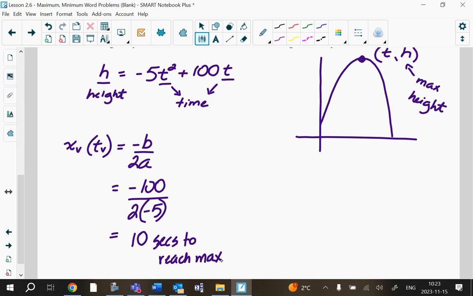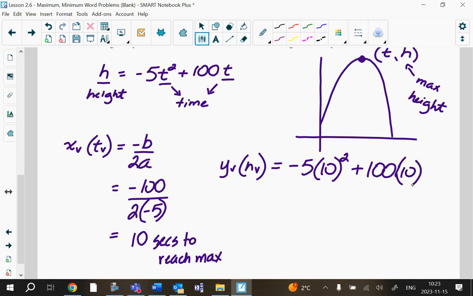But we have to plug that back into the equation to actually find the max height. So we have to find the y vertex, or in this case the h vertex, by taking negative 5 times 10 squared plus 100 times 10. This gives us negative 500 plus 1,000. So 500 meters is the max height.